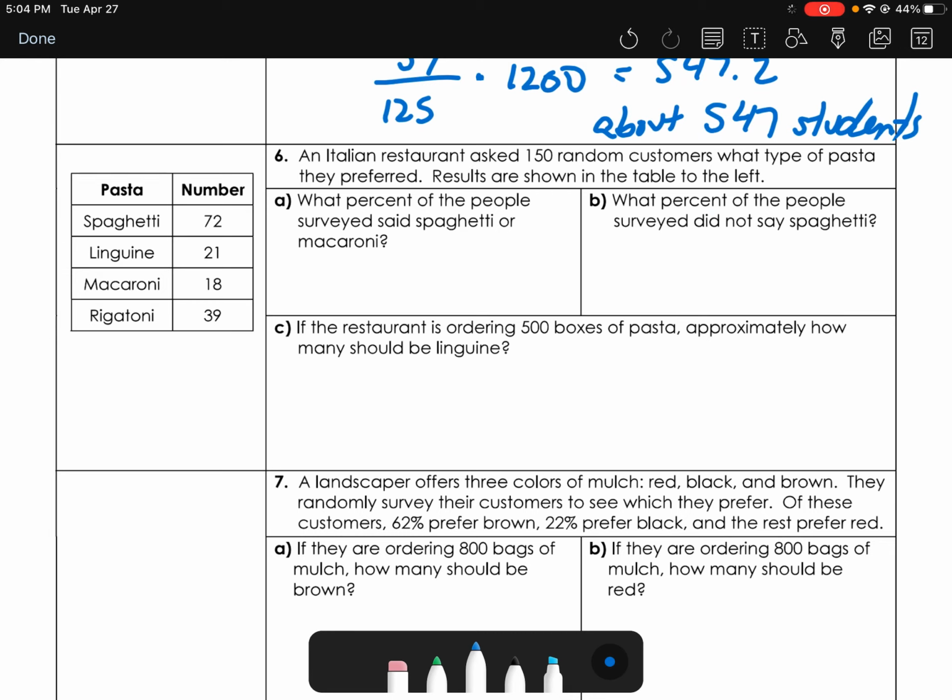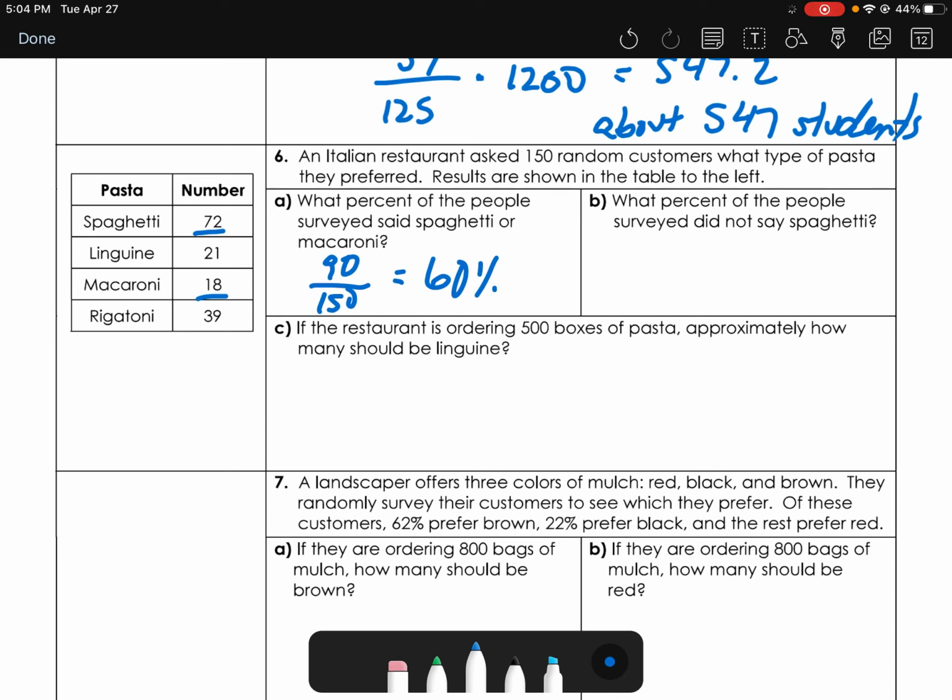Number 6. An Italian restaurant asked 150 random customers what type of pasta they preferred. Results are on the left. What percent of people surveyed say spaghetti or macaroni? So I'll take my spaghetti total, my macaroni total, and add them up. Yeah, I got 90 out of my 150. 90 divided by 150. 60% of people said spaghetti or macaroni.